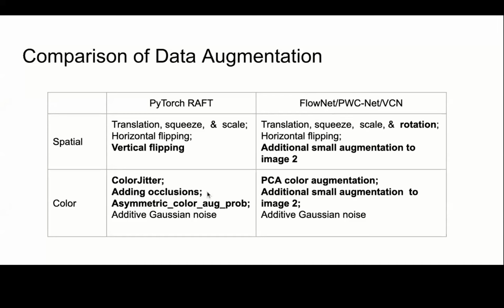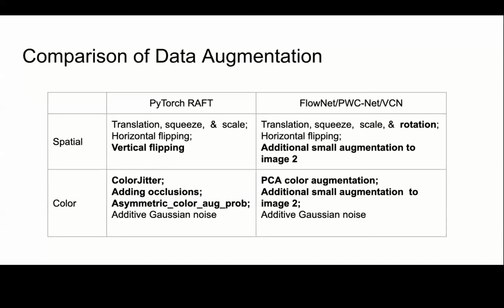And for the color augmentation, the major component of PyTorch RAFT is using the color jitter function in PyTorch. It also introduces occlusion by erasing rectangular regions in the second image. And further, it applies an asymmetric color augmentation. That is, it applies separate color augmentation to the two input images with a probability of 0.2.